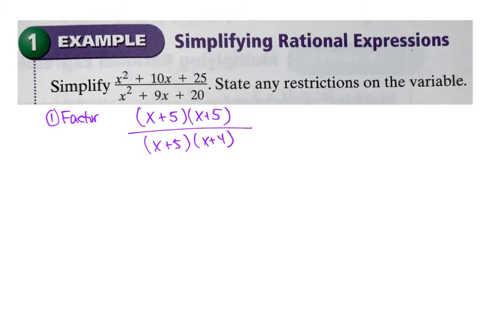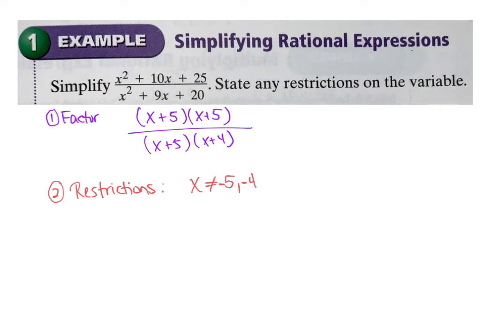All right. And so the next thing you're going to do is look for limitations. Restrictions are things that would cause a hole or a vertical asymptote. Those are restrictions on your domain. So restrictions are what you're going to look for next. What are the restrictions? There are 2 on this one. X cannot equal what? -5 and -4, right?